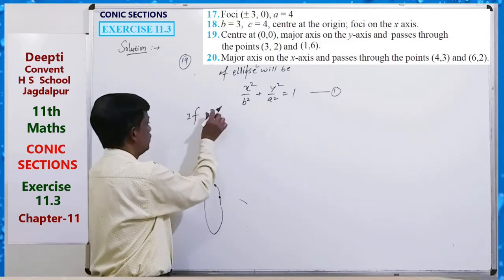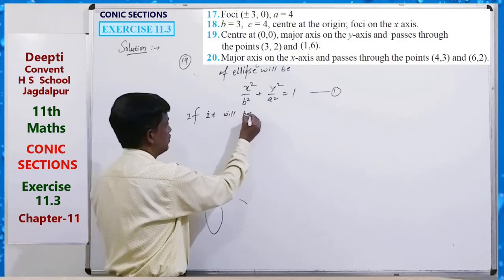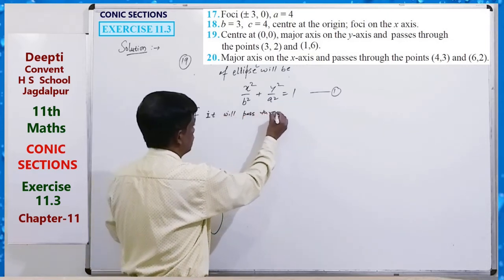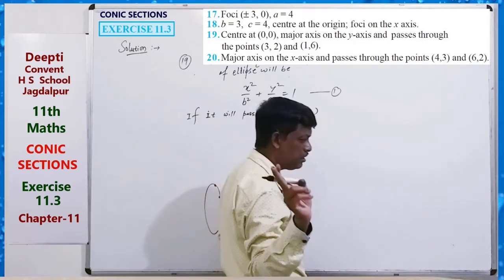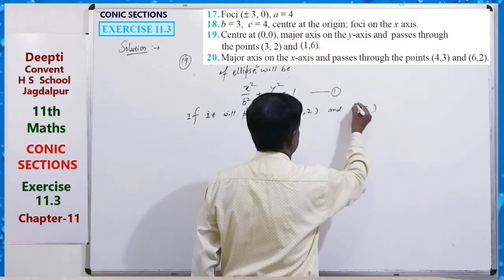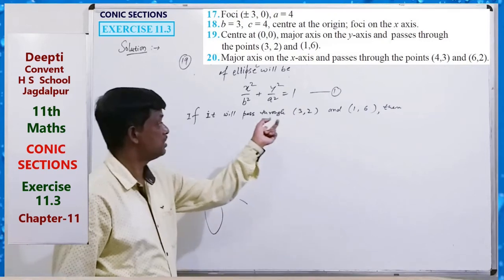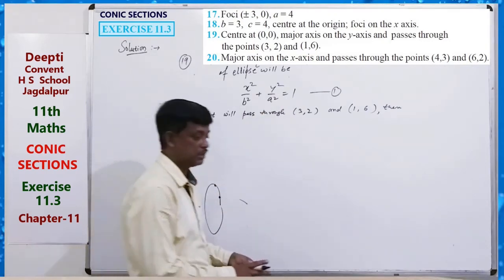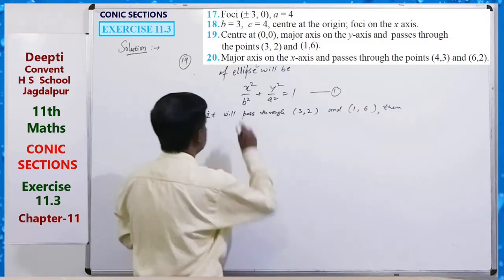If it will pass through (3, 2) and (1, 6). Then, if it will pass, it means these two points will satisfy the equation. Satisfy means just put the value of x and y from the point into the equation.